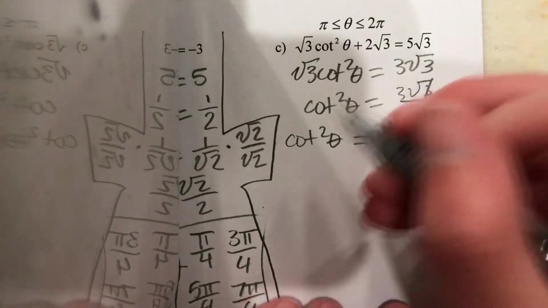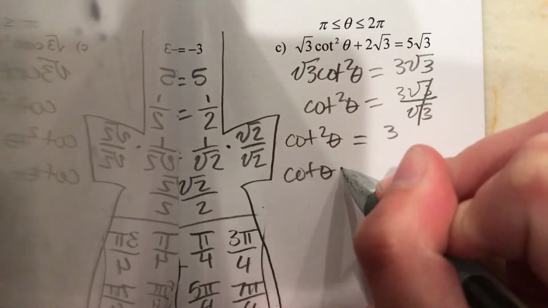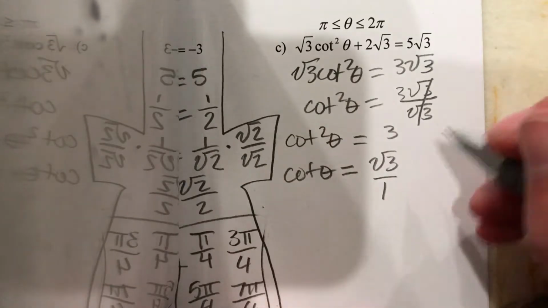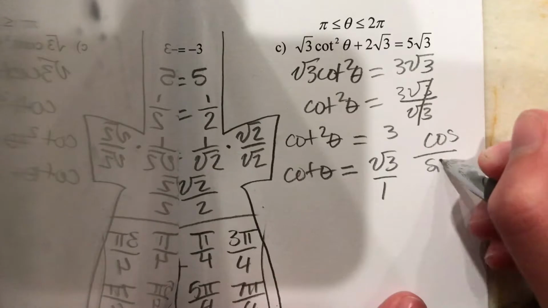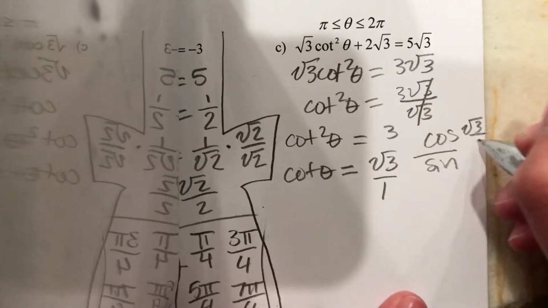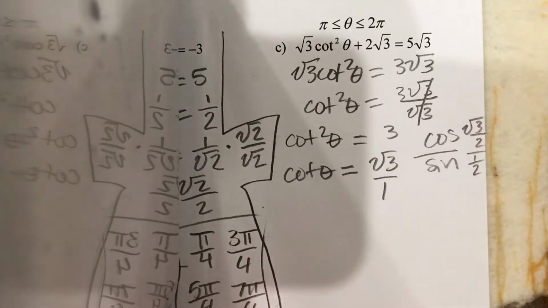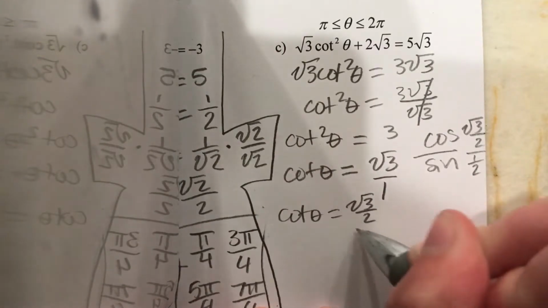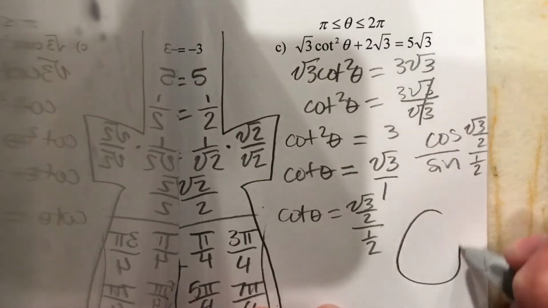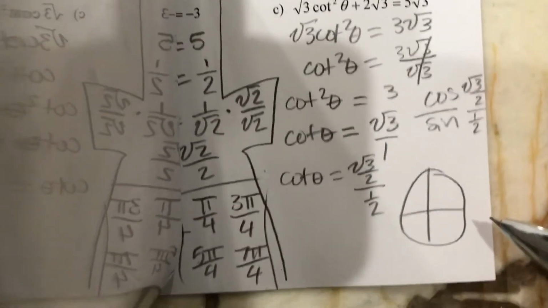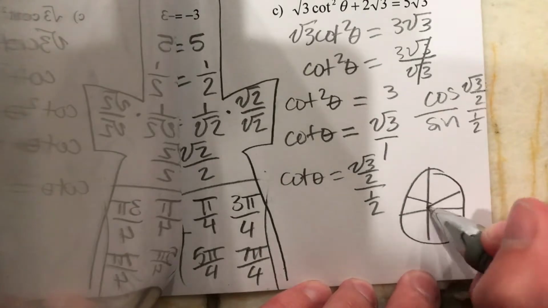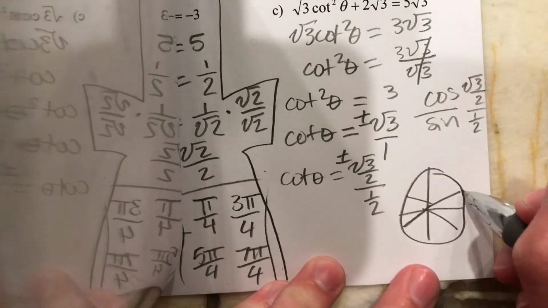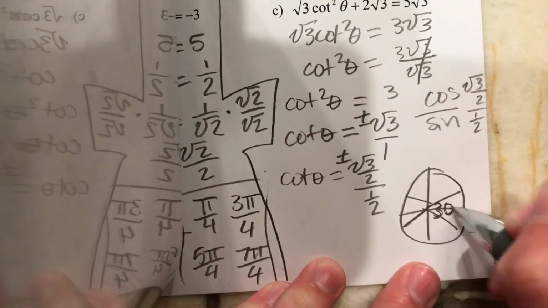Then you have to square root that, so then you would get cotangent of theta equals square root of 3 over 1, because cotangent is cosine over sine. So that means it has to be root 3 over 2 over 1 over 1/2. So then you would have, on your unit circle, 30-degree angles, because cosine is also plus or minus because of the square root. Because cosine is 1/2, so that means the opposite angle of that has to be 30 degrees.